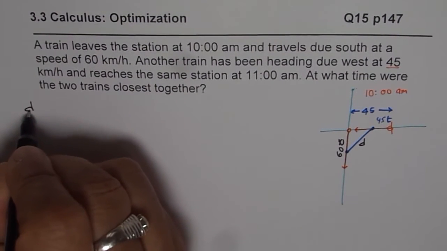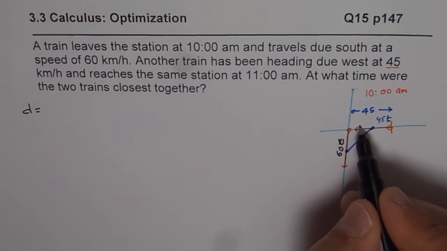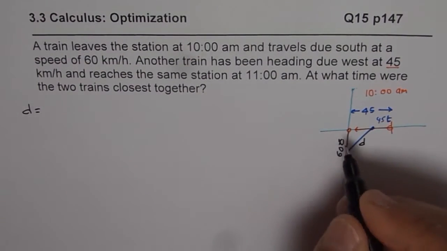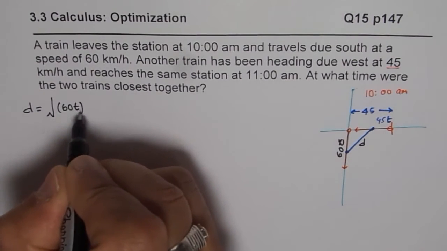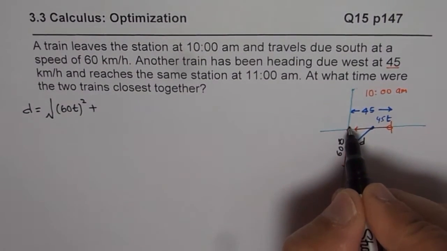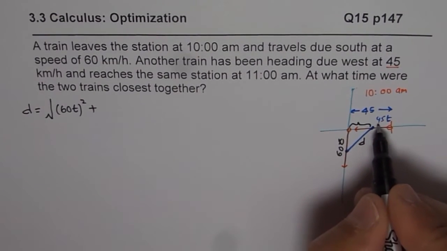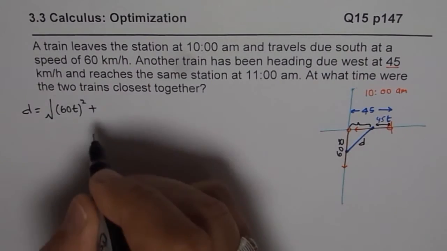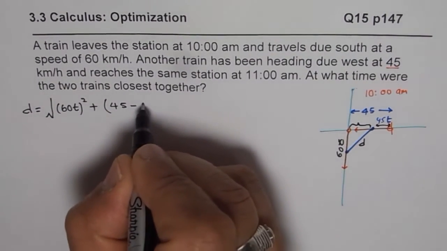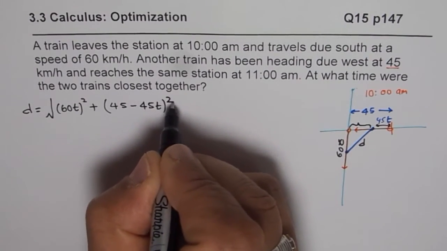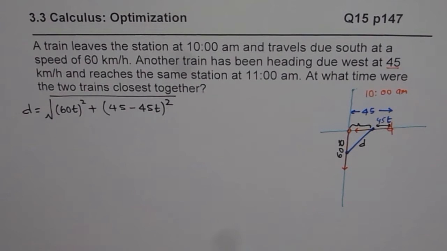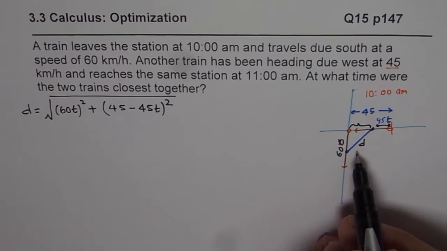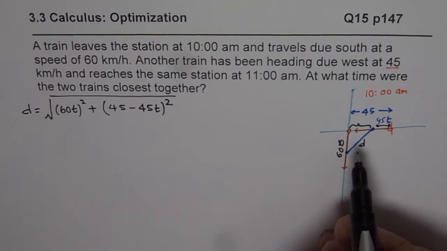So d, the distance between the two trains, is the square root of the sum of these two squares. This side is 60 t, so we say square root of 60 t whole square plus, how much is this side? From here to here is clearly the difference of 45 and 45 t. So we could write this as 45 minus 45 t whole square. The square root of that gives you the distance between the two trains at any instant of time. I hope this point is clear. So that is the diagram, and this is how you should be drawing it. Now it is relatively simpler.